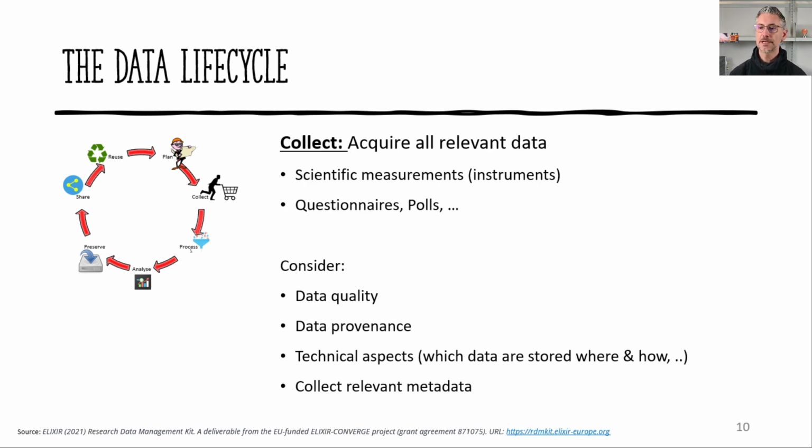So this stage is where we write a detailed data management plan. In the next stage, we collect all the data, so we conduct our experiments, for example. So we have our scientific instruments, and do the measurements. We can also have maybe questionnaires or polls. Here we need to consider what quality the data have, how the data comes about, the data provenance, all the technical aspects, like which data are stored where and so on. And we also need to collect relevant metadata to describe the data that we have.